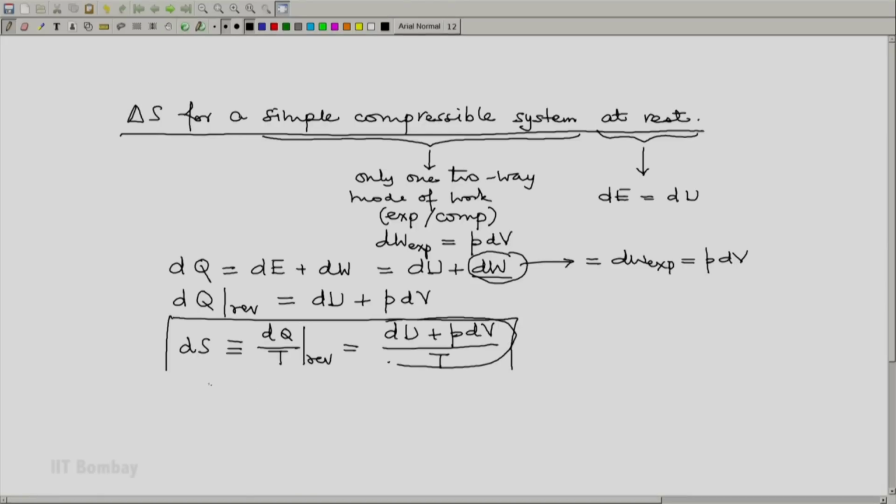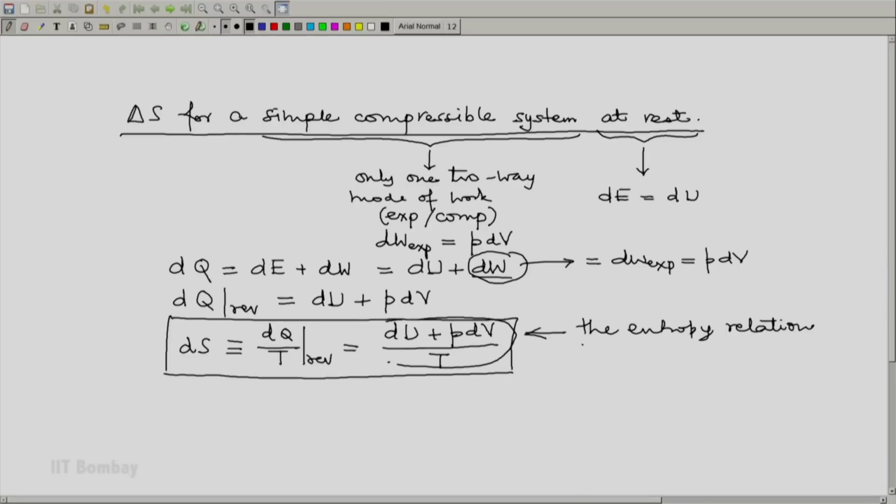This relation relating ds to dU, dV and P and T is sometimes known as the entropy relation for a simple compressible system at rest. That should always be at the back of our mind during these series of lectures. If there are other cases, we will talk about them, but otherwise simple compressible system at rest.